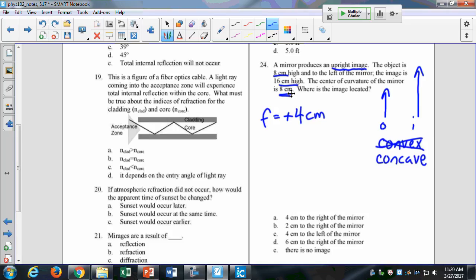Well, this is tricky. And then the magnification is HI over HO, right? So the magnification is 2, right? 16 over 8, and that's also equal to negative Q over P.